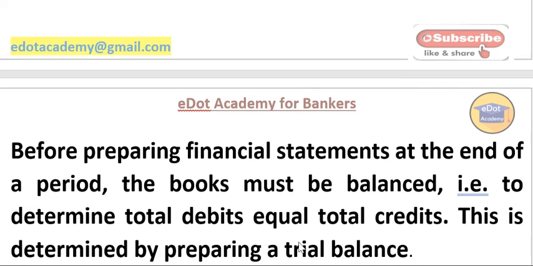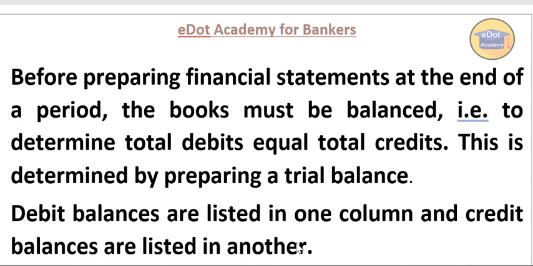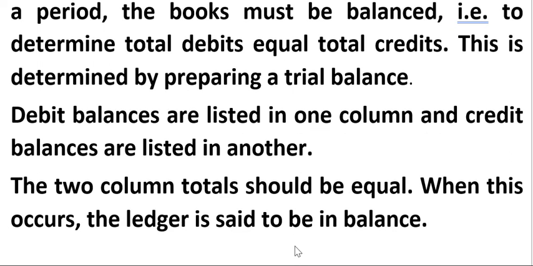So what is the meaning here? That means when we prepare our final books of account, to check the mathematical accuracy, we close all the accounts here, and as per their debit or credit balance, we pass them to the trial balance. So debit balances are listed in one column and credit balances are listed in another column. So the two columns must be equal.